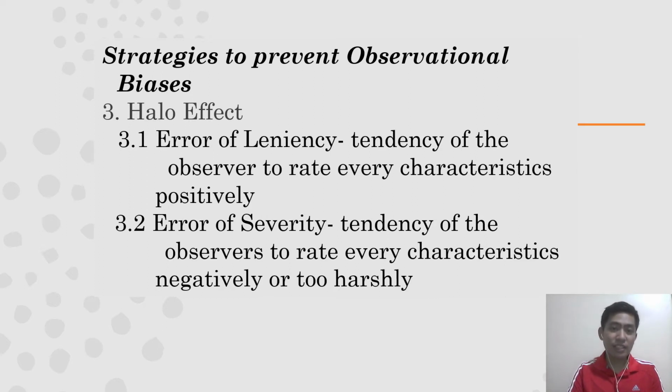Error of leniency, the tendency of the observer to rate every characteristic too positively. Error of severity, the tendency of the observers to rate every characteristic negatively or too harshly.